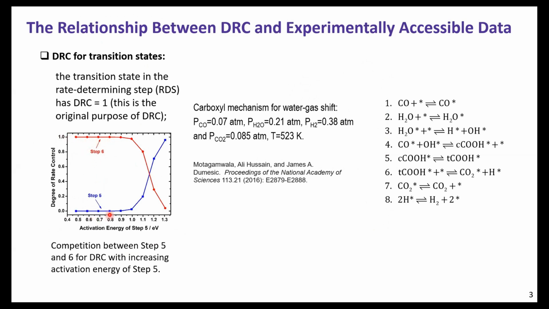But if I manually increase the activation energy of step 5 in the calculation, you can see the DRC of step 5 increases and the DRC of step 6 decreases, until you have a high enough activation energy for step 5, it takes over as the rate determining step. Then step 6 goes down to 0. In experiment, you can use many methods to determine the rate limiting step, and you see the transition state in the rate limiting step has a DRC of 1.